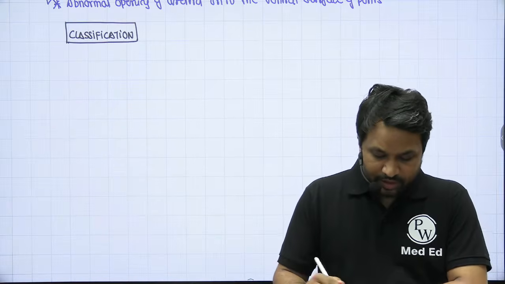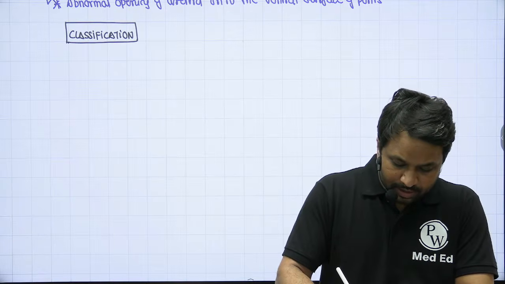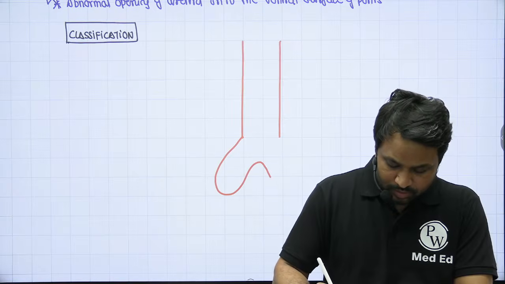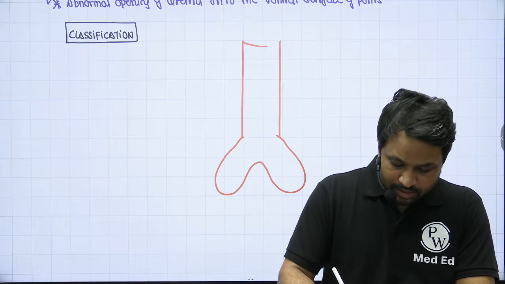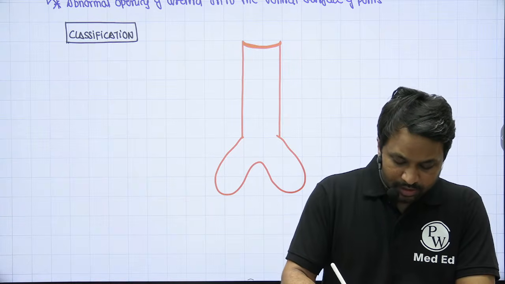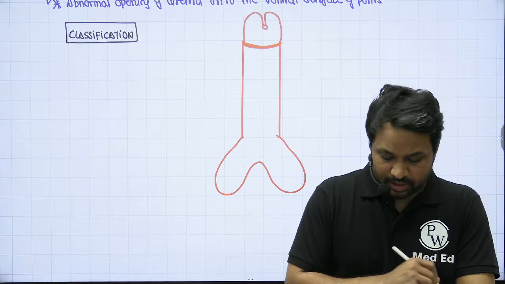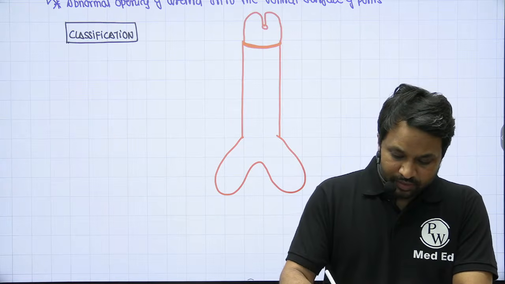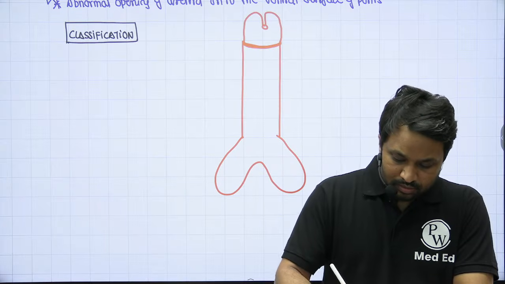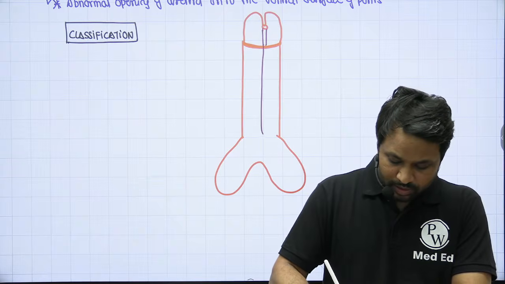look at the classification of hypospadias. Take this as a representation of the penis. This happens to be the scrotum. This is the midline. This is the glans. This is the shaft of the penis. This is the coronal sulcus, and this happens to be the glans penis, and this is the urethral meatus, right? Normally, we would expect that the urethra should open here. So this is the normal opening of the urethra that is expected.